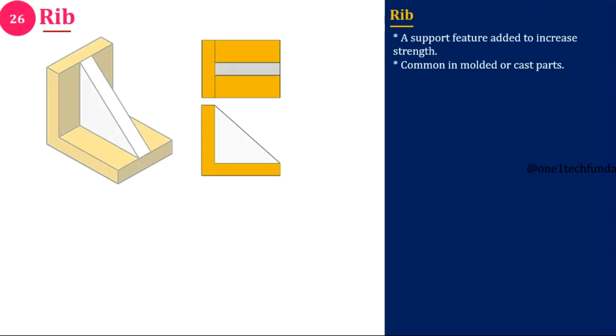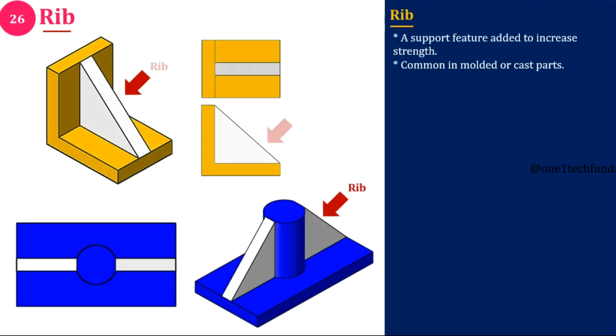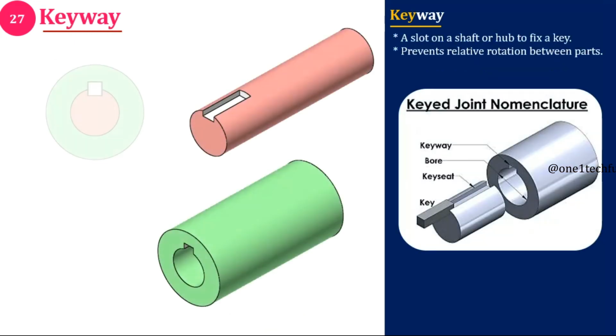Rib. A rib is a thin wall feature used to strengthen or support a component without adding much weight. They are commonly seen in castings, plastic components, and housings for rigidity. Keyway. A keyway is a slot provided in a shaft or hub to accommodate a key. It helps in transmitting torque without slipping. Keyways are dimensioned very carefully because misalignment can lead to mechanical failure.